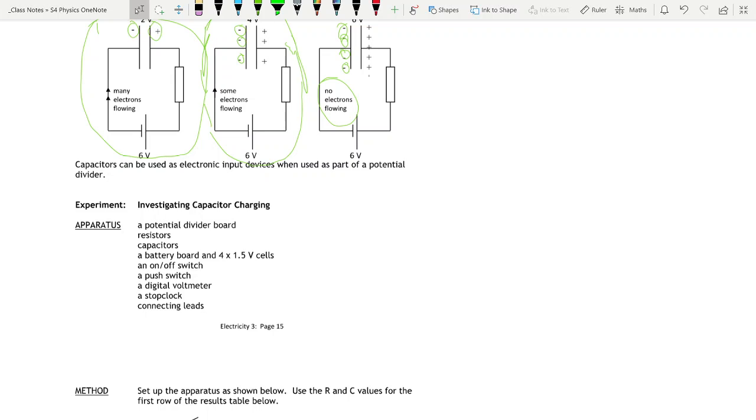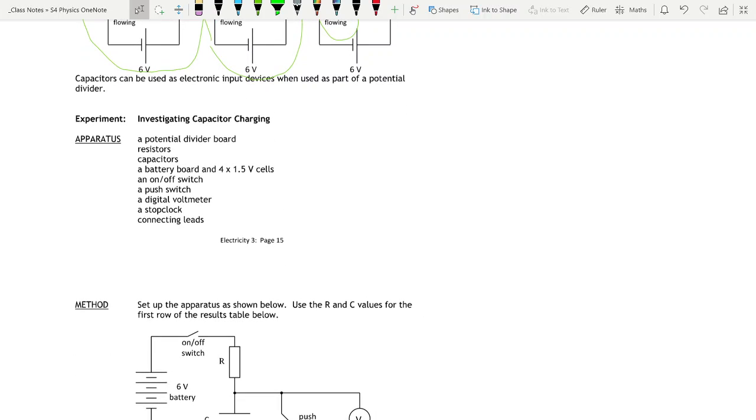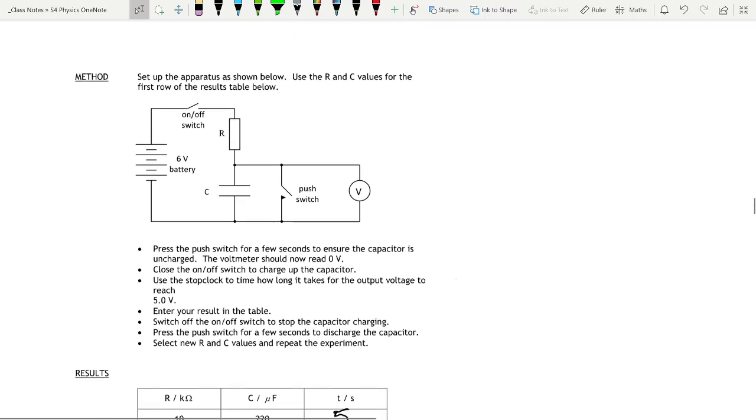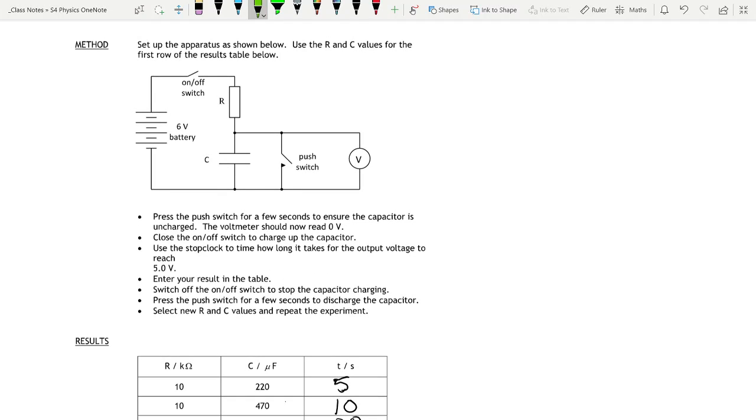So another experiment, again I'll show you the video of the experiment later, is where we have a resistor and a capacitor in series with each other. You don't really need to worry about the push switch here, that's just so we can discharge the capacitor relatively easily. The important thing is we're measuring the voltage across the capacitor. So what we do with this experiment is we charge the capacitor, and we want to time how long it takes for the capacitor to get to the full voltage. So the full voltage will be the supply voltage.